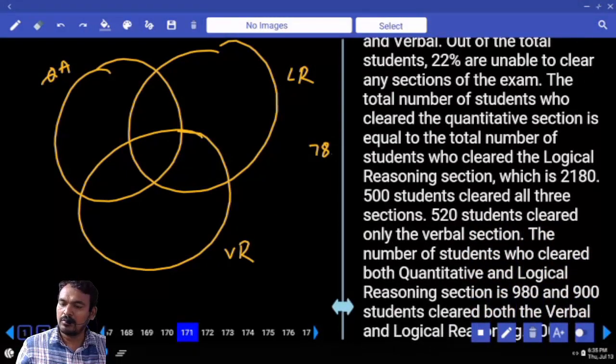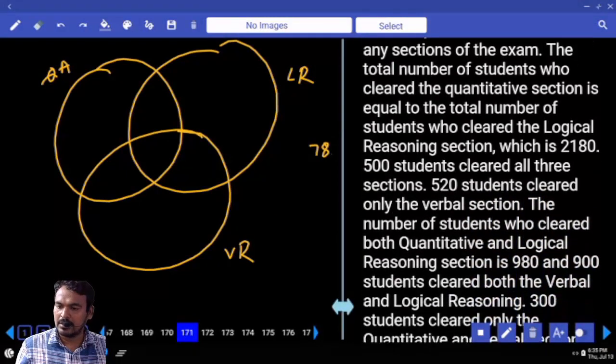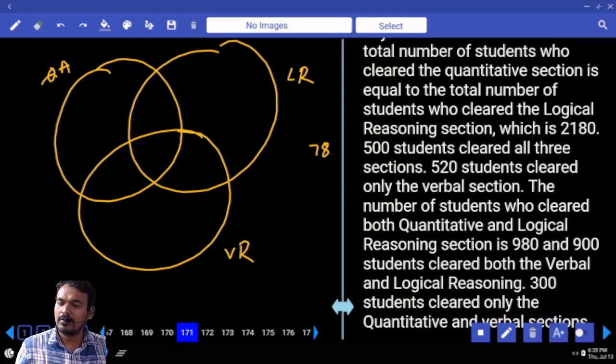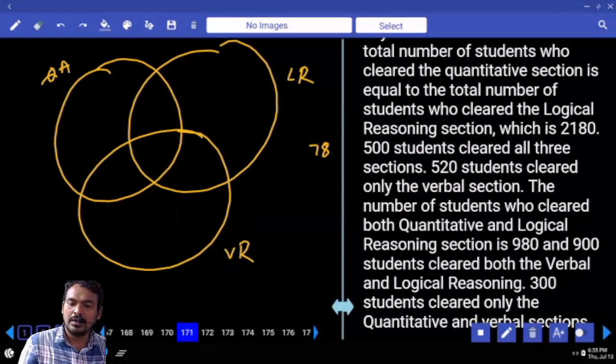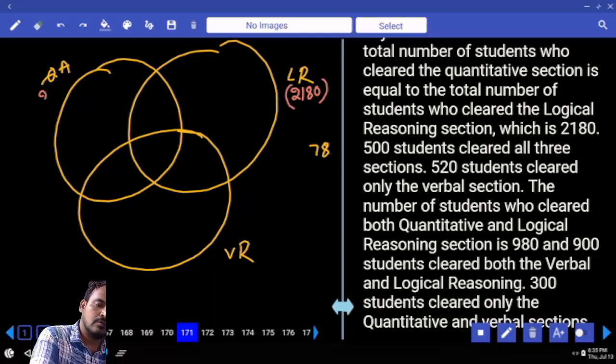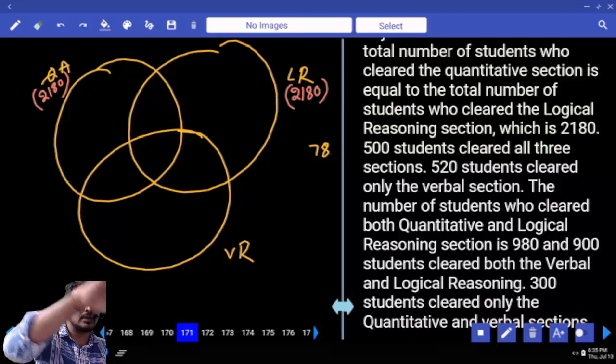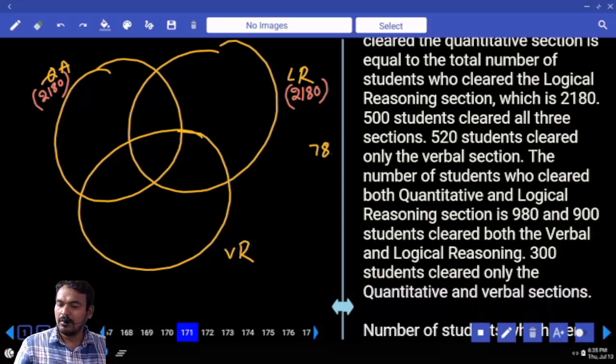of students who clear the quantitative section is equal to the total number of students who clear the logical reasoning section, which is how much? 2180. Means logical reasoning total how much? 2180. Quantitative section also 2180. Means entire quantitative section 2180. Entire logical reasoning also 2180. What is the next one?